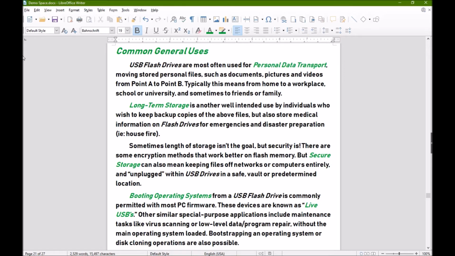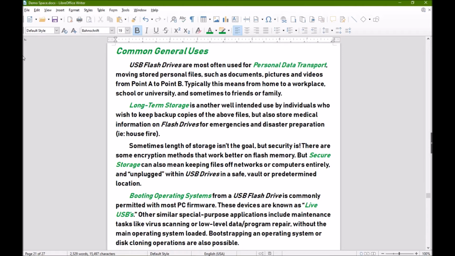Sometimes, length of storage isn't the goal, but security is. There are some encryption methods that work better on flash memory. But secure storage can also mean keeping files off networks or computers entirely, and unplugged within USB drives in a safe, vault, or predetermined location.